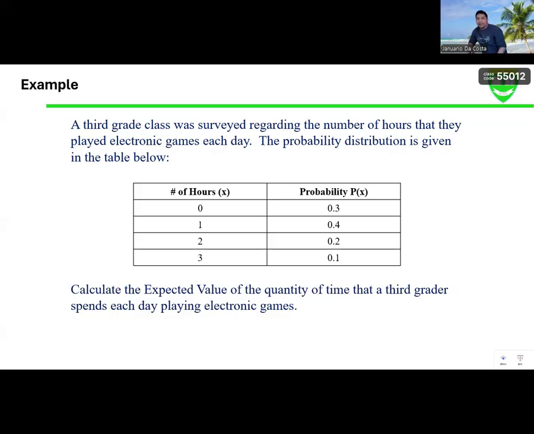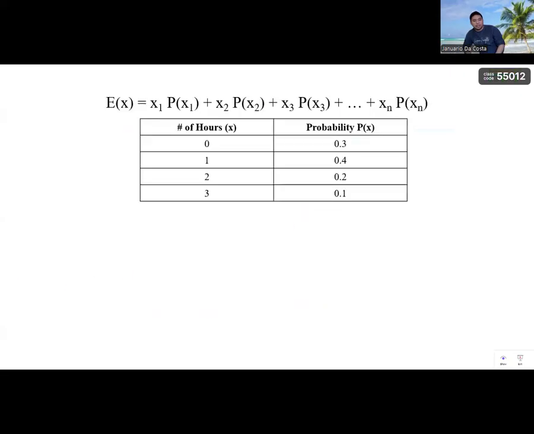Calculate the expected value of the quantity of time that the third graders spend each day playing electronic games. This is simple. You have your x and then you have p of x. You use this formula: expected value is the sum of x multiplied by p of x. So you multiply 0 by 0.3, 1 by 0.4, and then you add them up.